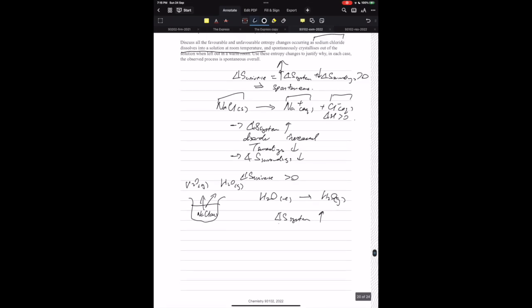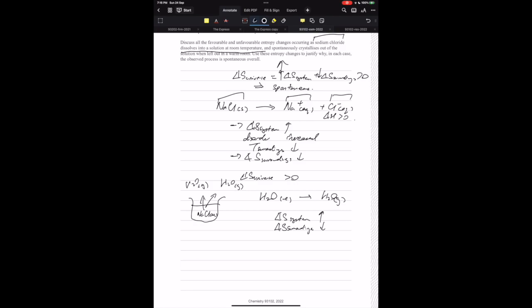But again, we also know that entropy of the surroundings decreases, because the evaporation of water would be an endothermic process. And if it's an endothermic process, then the temperature of the surroundings decreases. And again, same argument, the disorder in the surroundings would decrease, and hence the delta S of the surroundings would decrease.